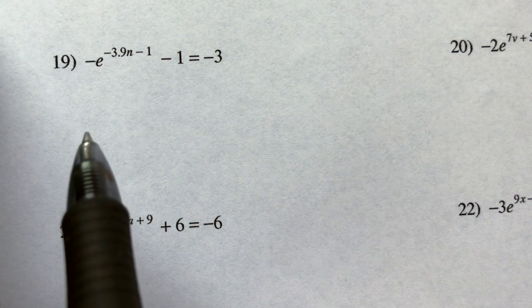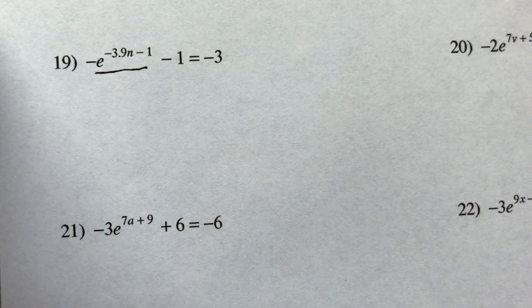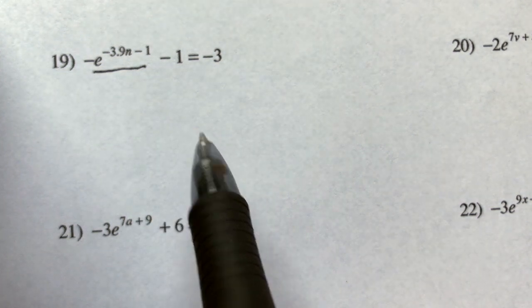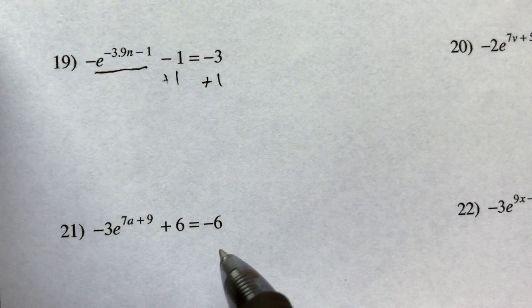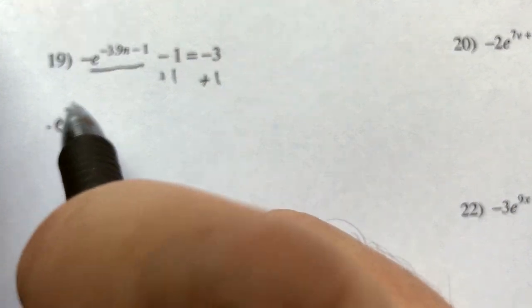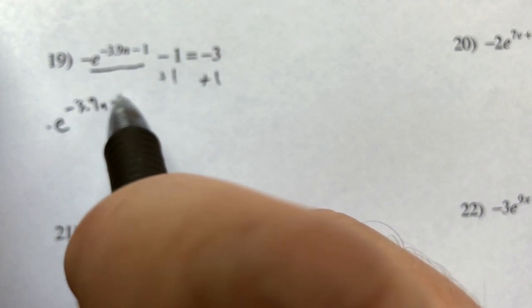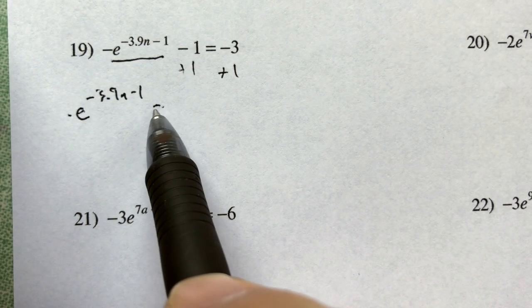So for this, to be able to solve this, I have to get this exponential piece by itself. I gotta look for some stuff that's not a part of that. And so I have this minus 1, so we can just get rid of that guy by adding 1 to both sides. Okay. So then we get negative e to the negative 3.9 n minus 1 power. Okay, kind of a crazy exponent there. And that's going to equal negative 2 now.